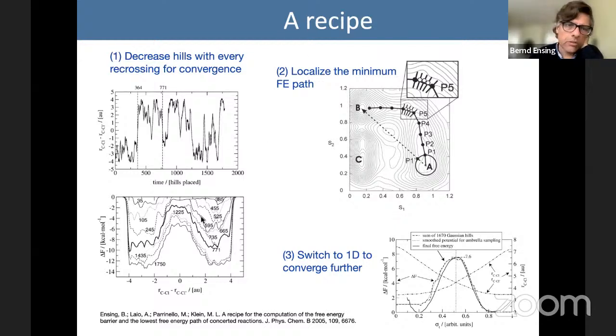And as I said, we start with doing a simulation in several dimensions. Then, for example, in this case, in 2 dimensions with 2 collective variables, we find this minimum free energy path, and then we use this path to sample in 1D, where now we go from 0 to 1, for example, or in this case from 0.2 to 0.8, and converge nicely the free energy landscape in one dimension, which is much faster.